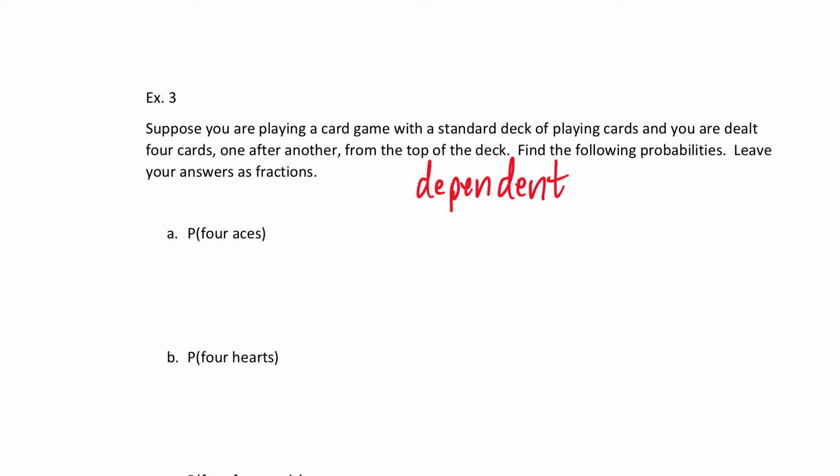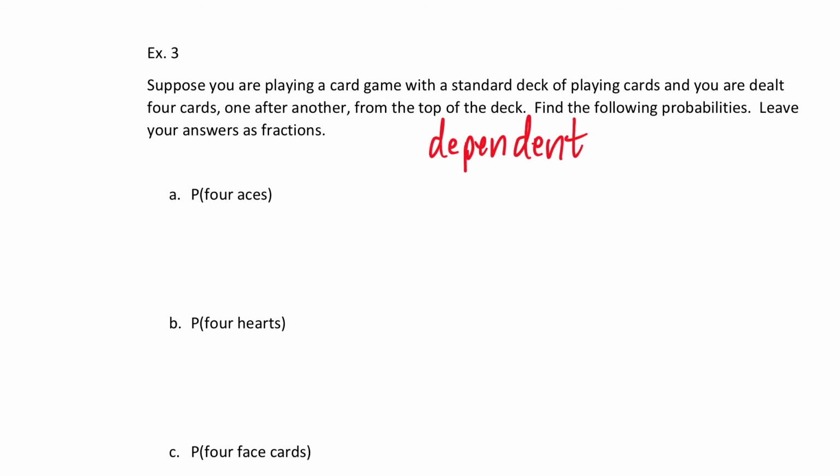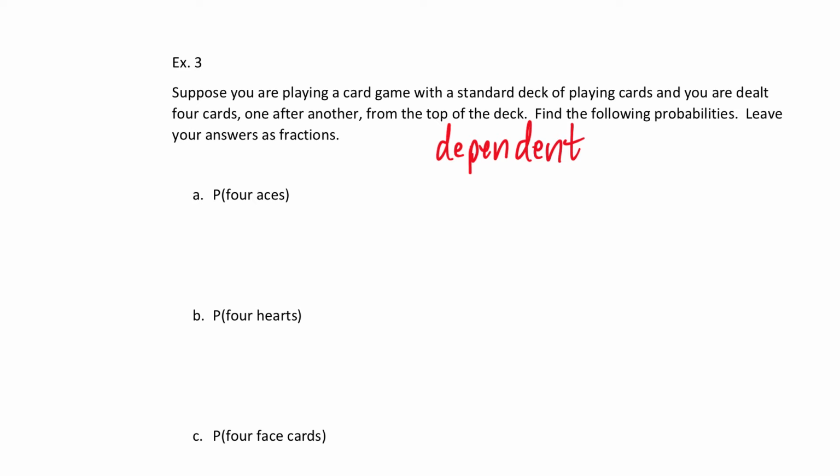Because once you're given that 1 card, you keep it. You do not replace it. So these are dependent events. So what's the probability of there being a standard deck of cards and you are given 4 aces? Just straight off, just 4 aces. What's the probability of that happening?